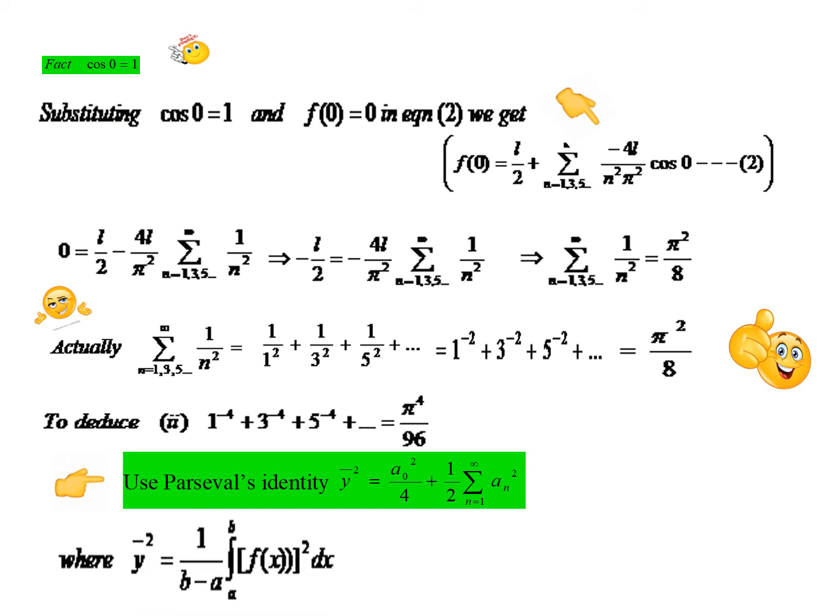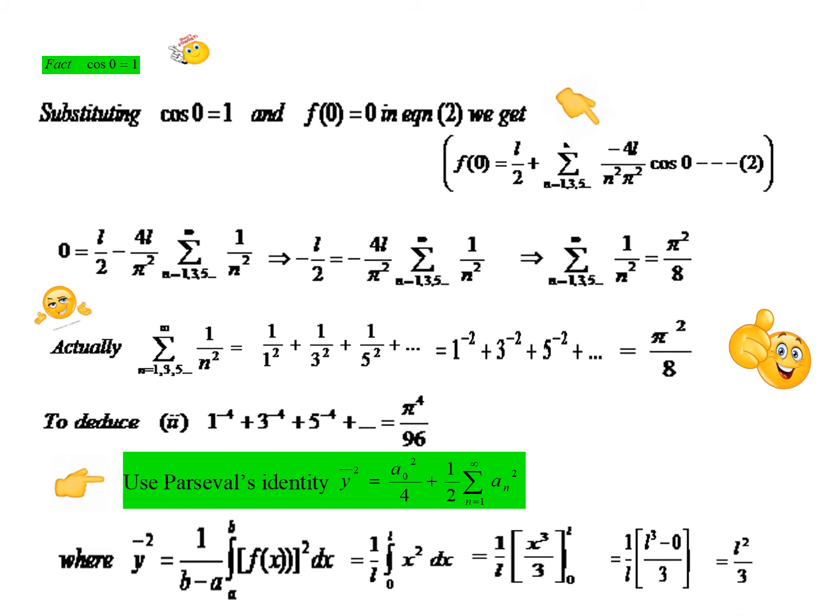So this is our Parseval's identity, where the left side y bar squared is the RMS value given by this formula 1 by b minus a integral a to b f of x the whole squared dx, and where a and b are the limits actually. So here the limit of the problem is given as 0 to L. So 1 by b minus a will become L minus 0, which is L, 0 to L f of x whole squared. So f of x is x. When we square that, we get x squared. And when we integrate x squared, we have x cubed by 3. Now apply the limit. So it's going to be L cube minus 0 divided by 3. So the final answer will be L squared by 3.